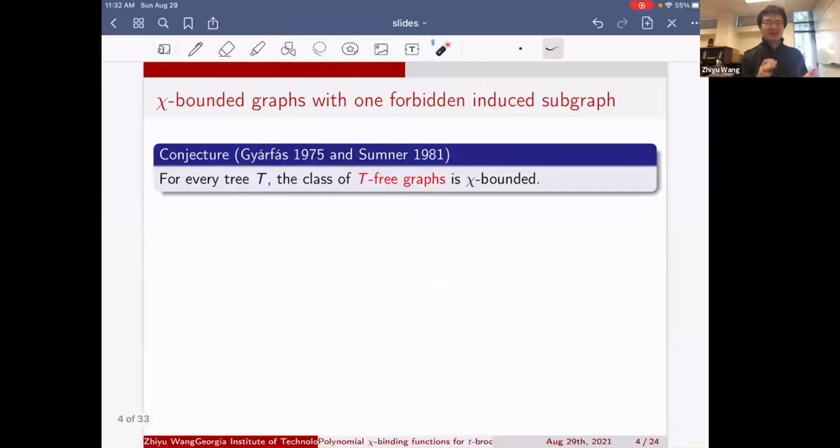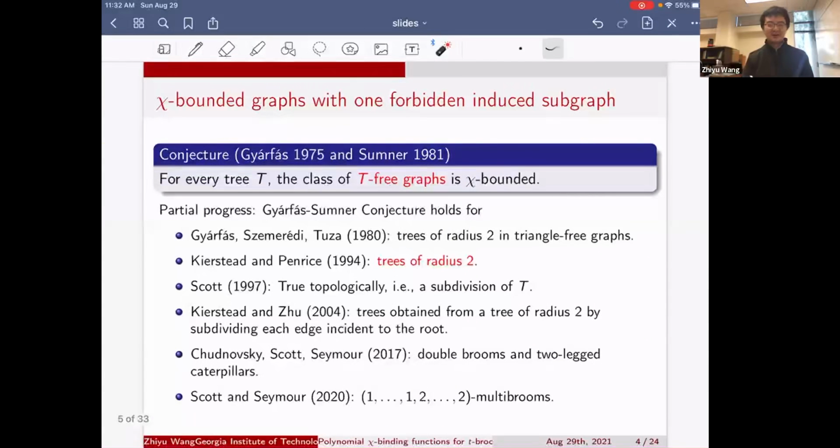So we know H has to contain a tree, and then there is this well-known conjecture by Gyárfás and Sumner, saying that for every tree T, the class of T-free graphs is chi-bounded. There has been a lot of progress on this problem. In particular, I want to highlight this result by Kierstead and Penrice, which generalizes the Gyárfás–Szemerédi–Tuza paper. The Gyárfás–Sumner conjecture is true for all trees of radius 2, and it's also true for some other special structures like double brooms, multi-brooms, and so on.